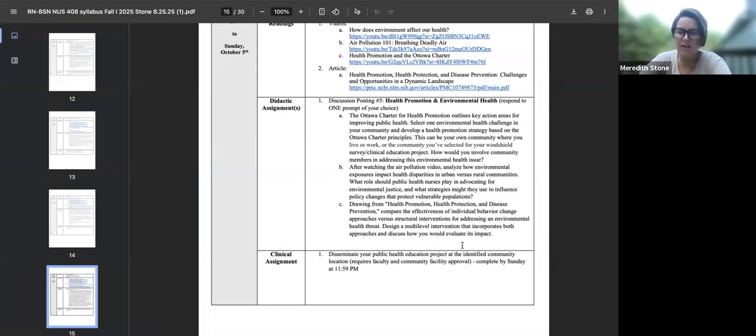And the last thing, that clinical assignment, is that you do need to complete by Sunday, disseminating your health project, of course, after I have approved it for you. So that is it for this week.